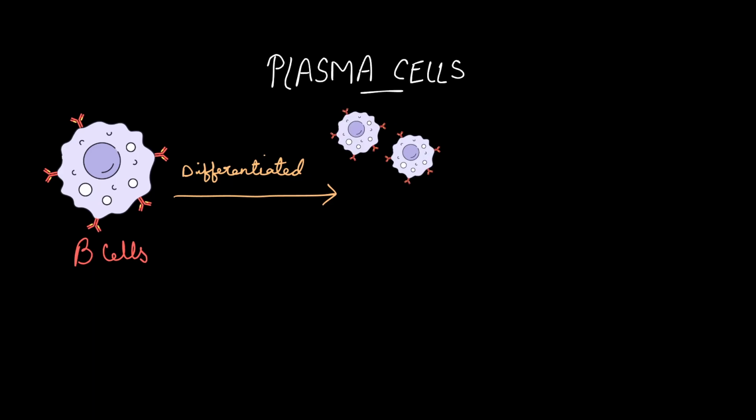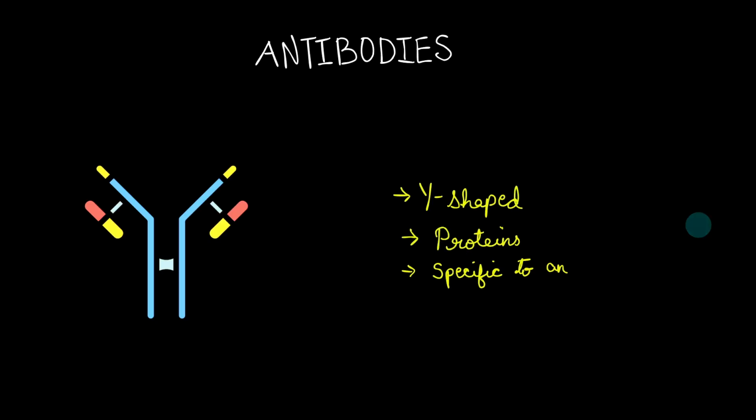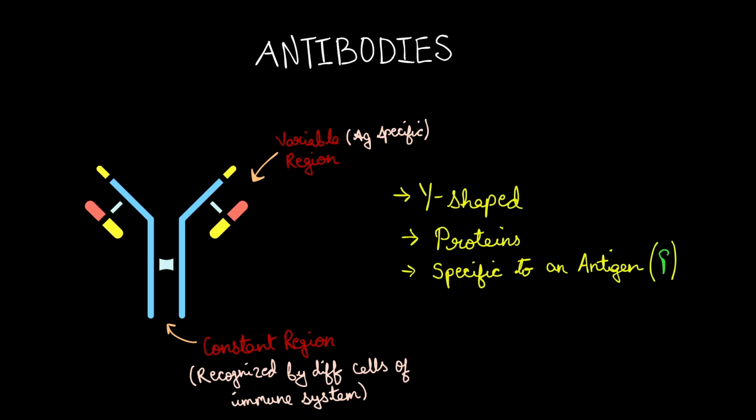When activated, usually with assistance from T helper cells, B cells differentiate into plasma cells. Plasma cells are B cells that have differentiated and become antibody producing cells, and their job is to produce large quantities of antibodies that are specific to the invading pathogen into the bloodstream. Antibodies are Y-shaped proteins specific to an antigen and are composed of a variable region which binds specifically to an antigen and a constant region which is recognized and interacts with different cells of the immune system.